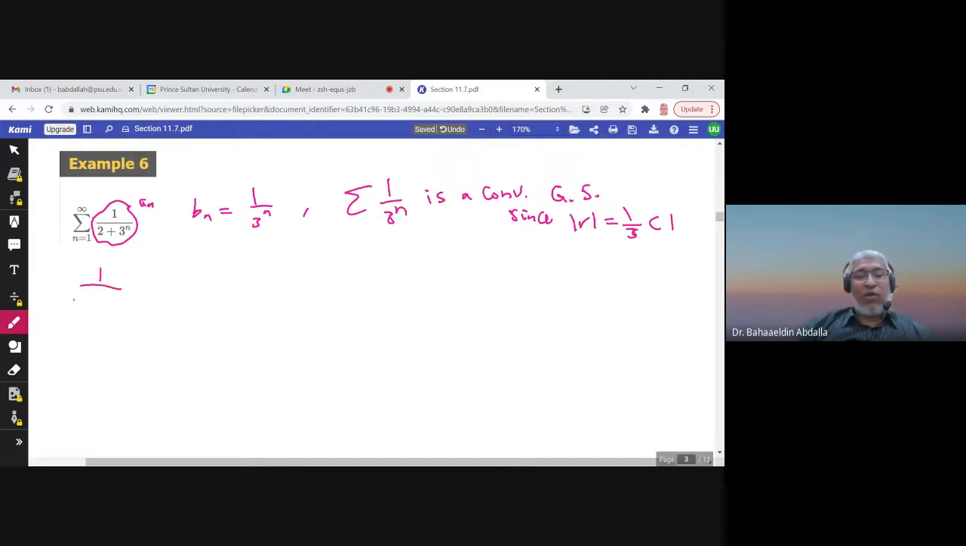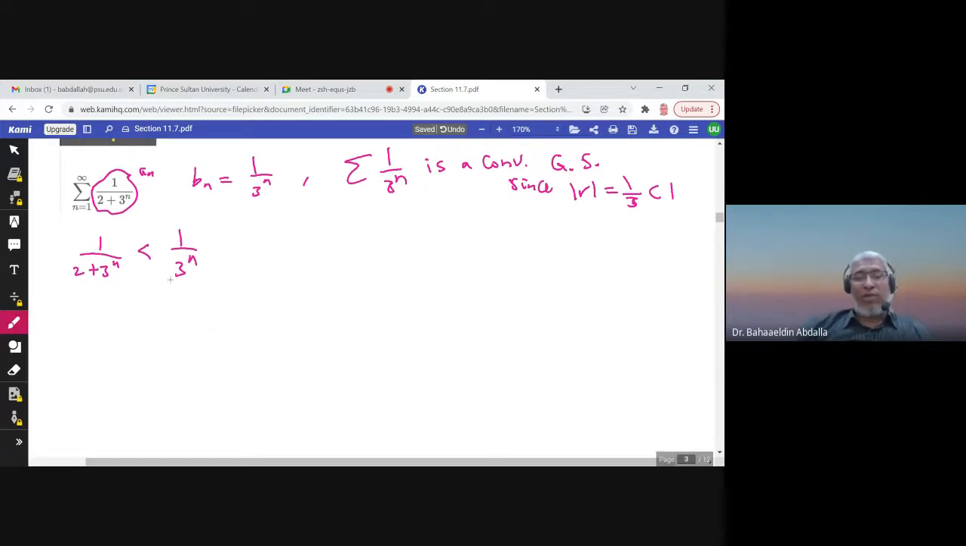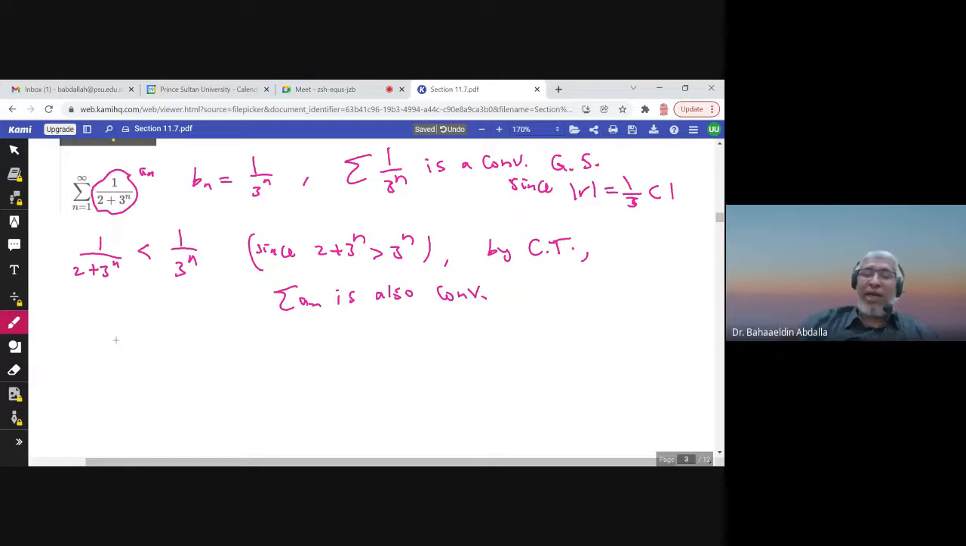And 1 over 2 plus 3 to the power n is less than 1 over 3 to the power n, because 2 to the power 3n is greater than 3n. So when we take the reciprocal, it becomes less than. And this is the comparison test. So immediately by comparison test, summation an is also convergent, because less than convergent is convergent by direct comparison test.